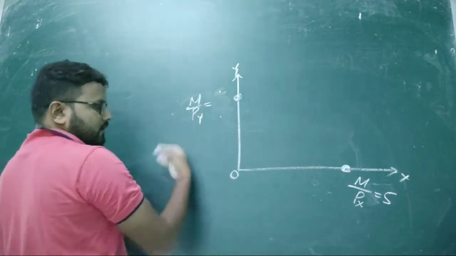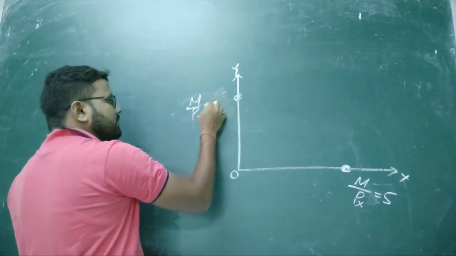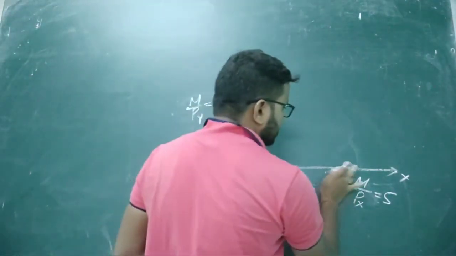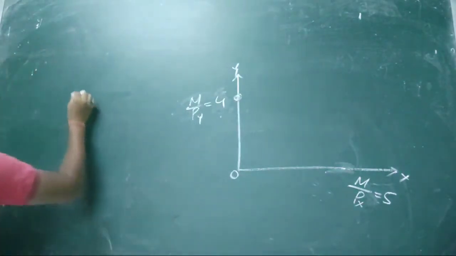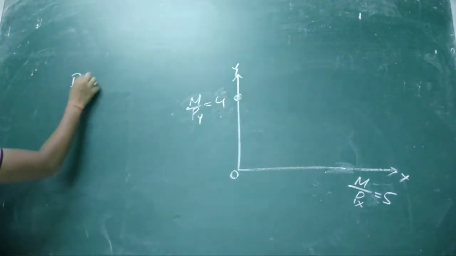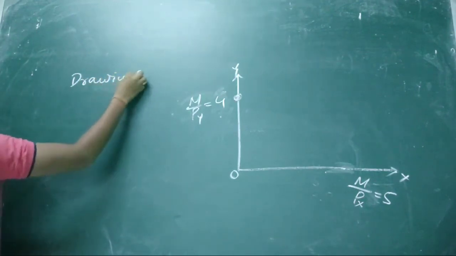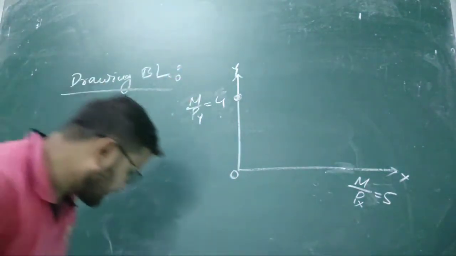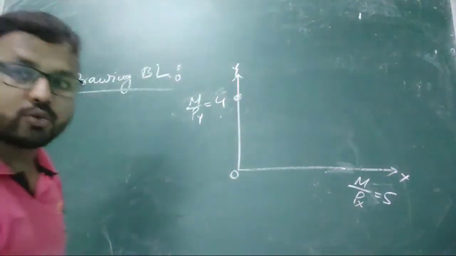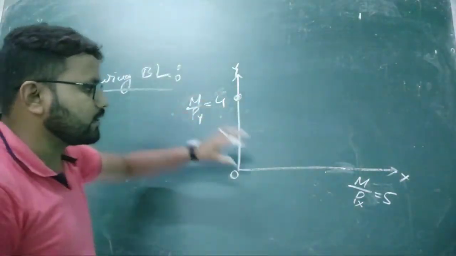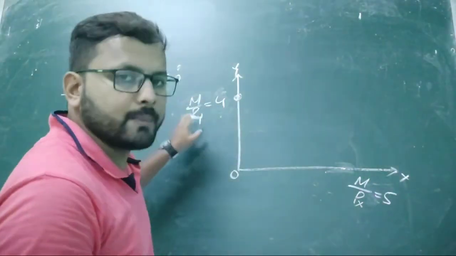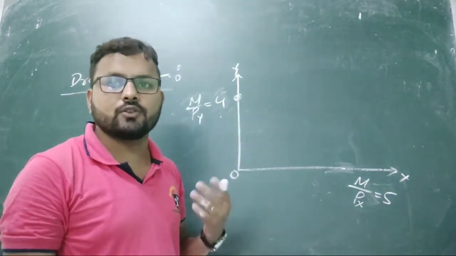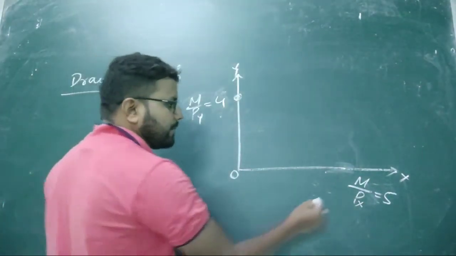This is the last part of this question number 3. Now, drawing the budget line. It is not under this question, but learn how to draw a budget line. You just calculate m by px and m by py. If you get the value of m by px and m by py, then you can easily draw a budget line. Here the m by px value is 5.